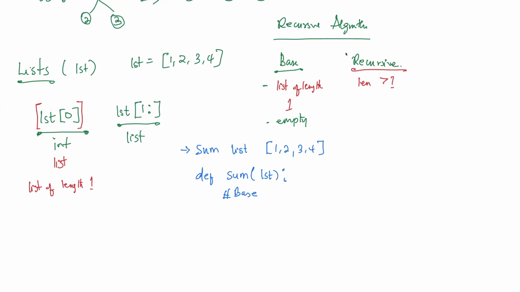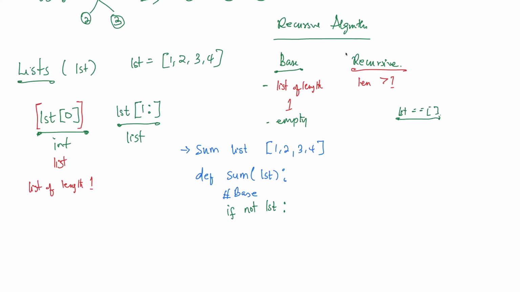So empty list. If somebody tell me the code. If LST is what? Tell me. I want somebody to speak code. If not LST, exactly. That's what I was waiting for. So if not LST, right? It's the same as if LST equals the empty list, because we said that the empty list is a false value, if you remember.